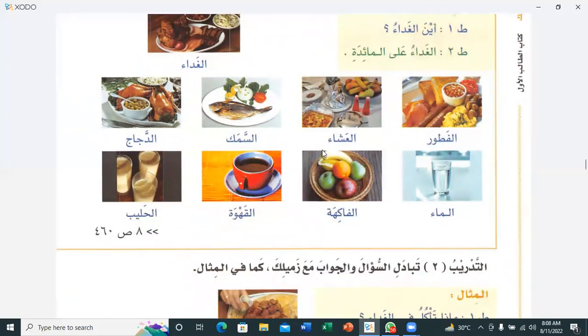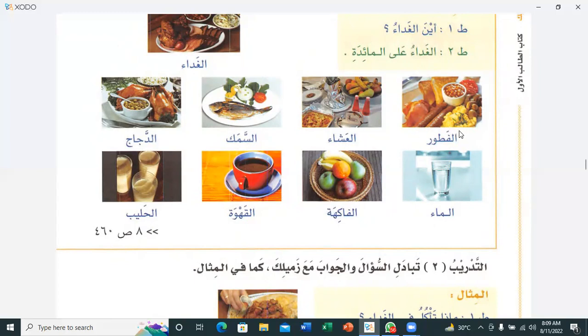So the words we have are these. Al-faturu, breakfast. Al-asha'u, dinner. Al-samaku, do you know? Fish. We have already read these words. Al-dajaju, chicken. Al-ma'u, water. Al-fakihatu, fruits. Al-kahwatu, coffee. Al-hadid, milk. Meat.